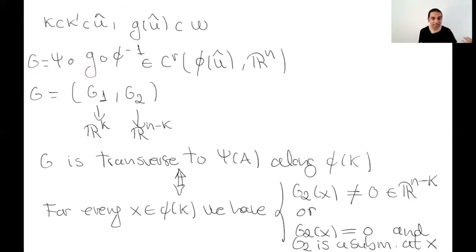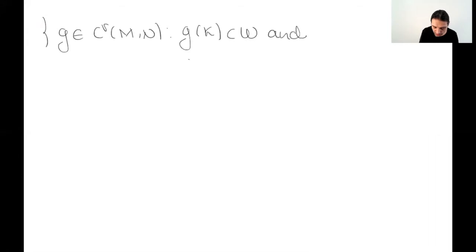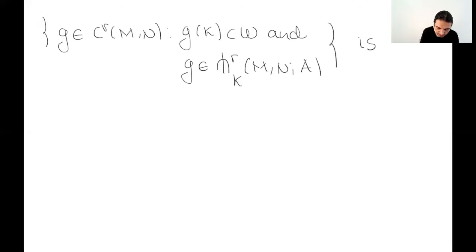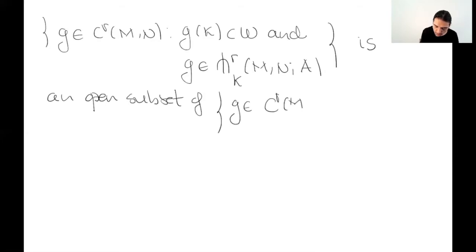And what we get is that if the initial map was transverse to A along K, then these close maps, these nearby maps, are also transverse to A along K. So what we get in this way is that the set of C^r maps such that the image of K is contained in W and g belongs to the space of C^r maps that are transverse to A along K, this is an open subset of the space of C^r maps such that the image of K is contained in W, right?